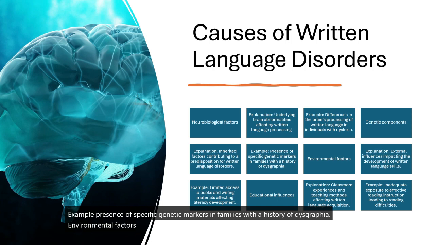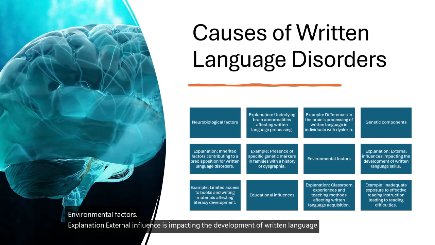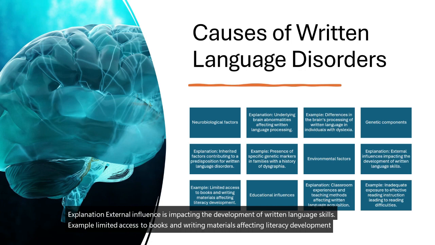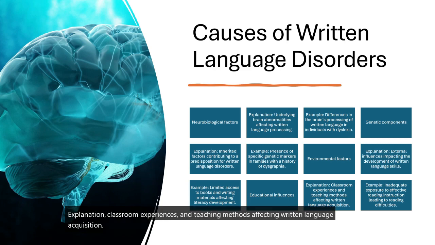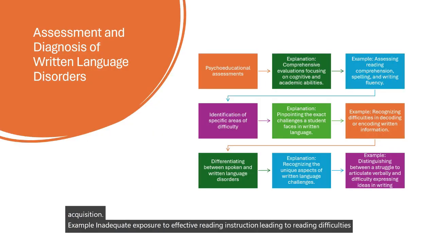Environmental factors. Explanation: external influences impacting the development of written language skills. Example: limited access to books and writing materials affecting literacy development. Educational influences. Explanation: classroom experiences and teaching methods affecting written language acquisition. Example: inadequate exposure to effective reading instruction leading to reading difficulties.